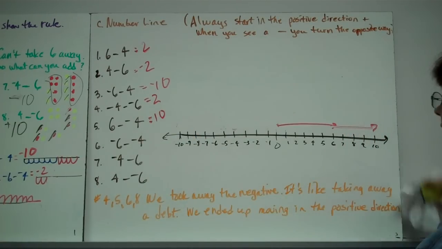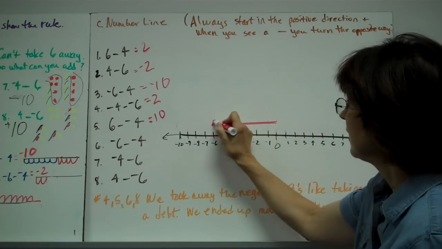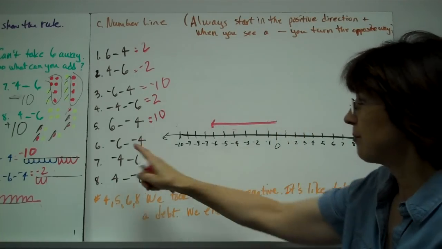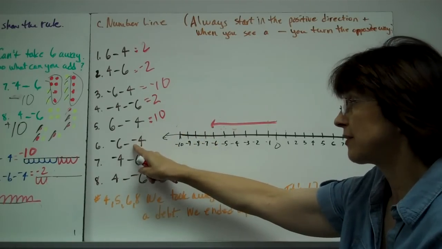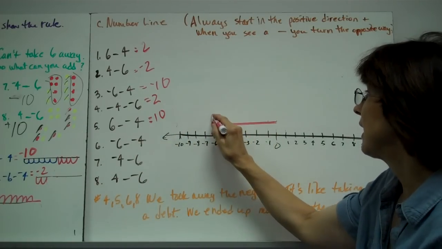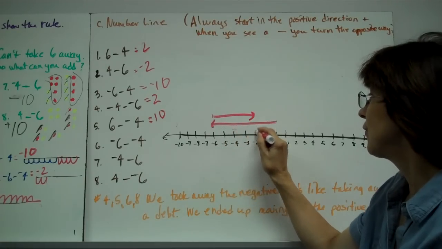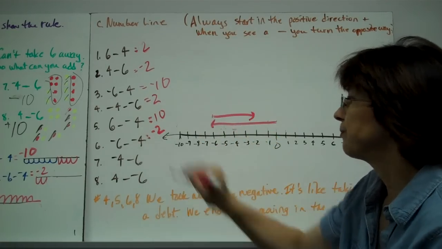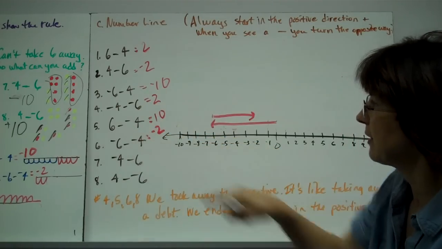Next one. Start with negative 6 this time, so 0 and then negative 6. I'm going to face positive again, but, oh, I've got a negative sign, so I have to go to the left, but then I got another negative sign, so I got to go back to the right. I go 4 to the right. If you go 1, 2, 3, 4, you land on negative 2. Those ones are the hardest, the ones I mentioned at the end.